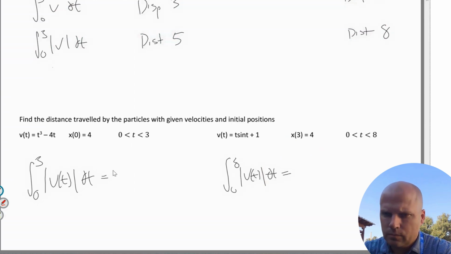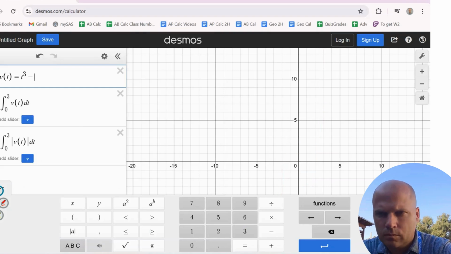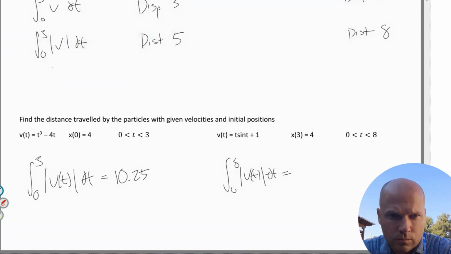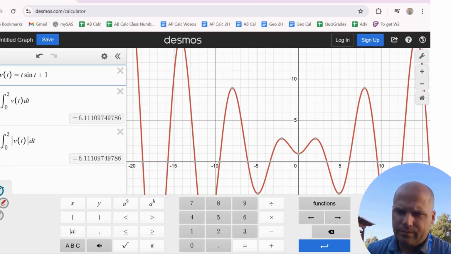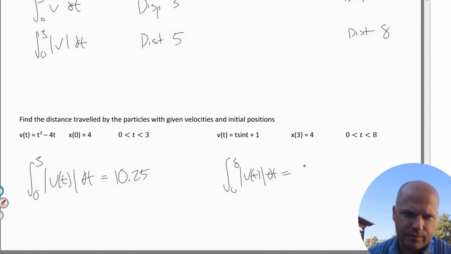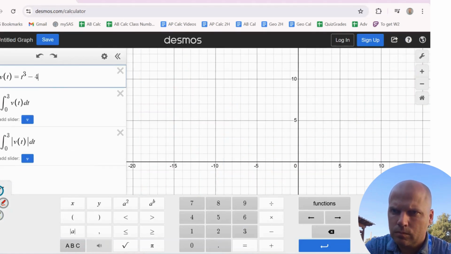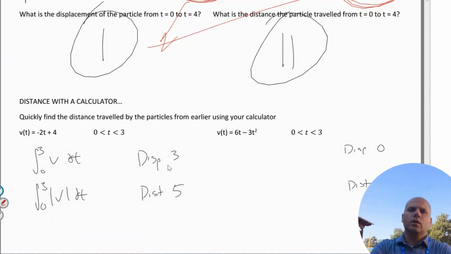$10.25. 6.111. For real? Look at that. Now you know that your velocity and your speeds are all positive. $2.25, $10.25. Two different things. Okay, cool. All right.